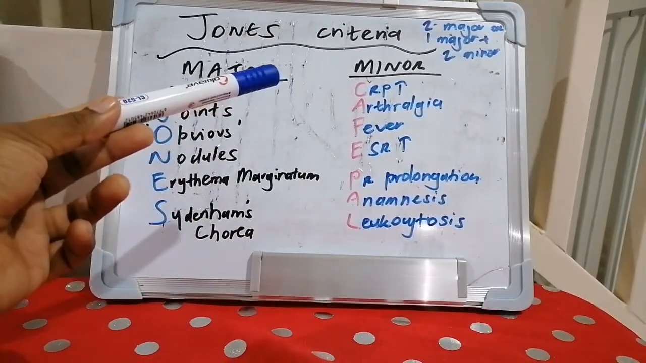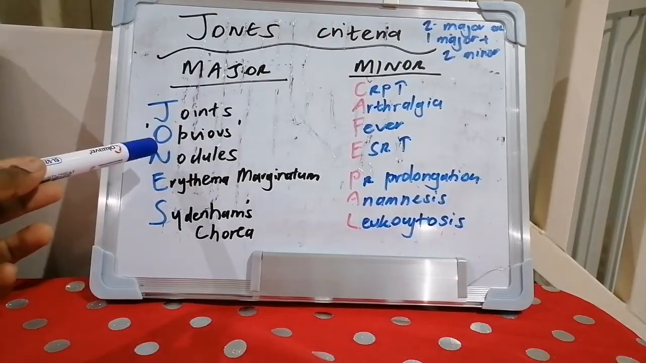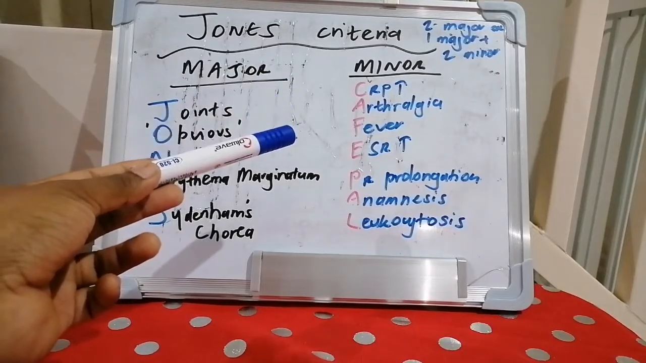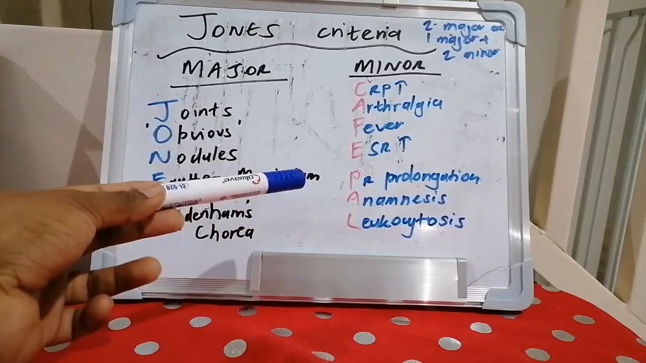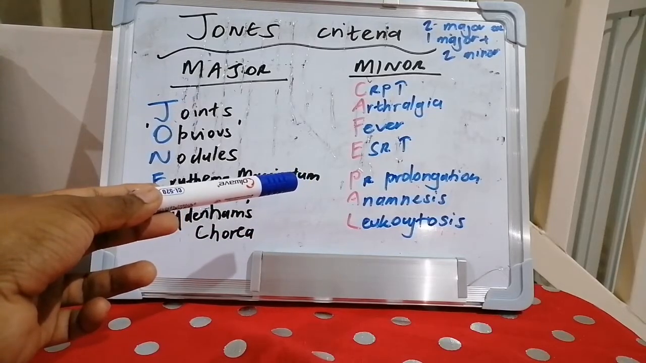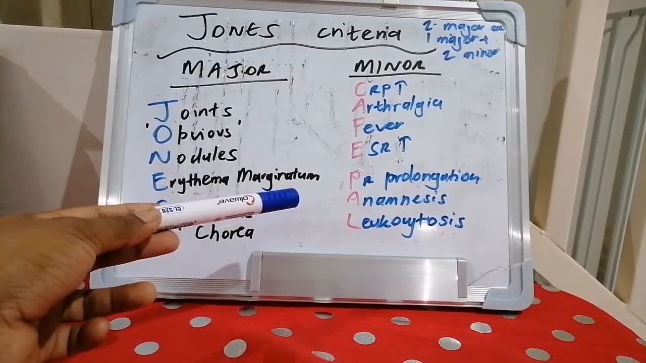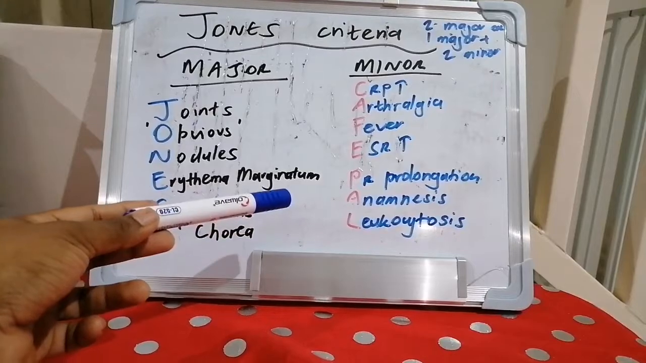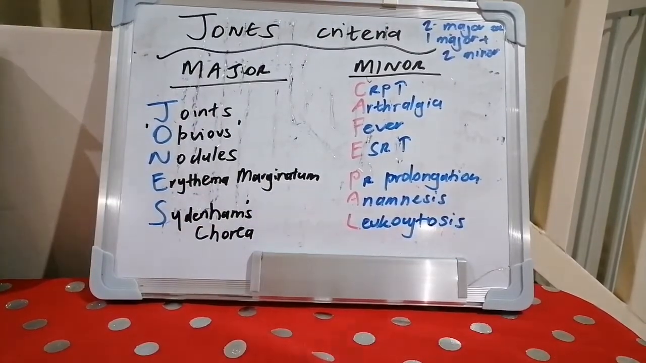C speaks to a raised C-reactive protein. A is for arthralgia, not necessarily arthritis, but arthralgia, which is just painful joints. F speaks to fever, and E is ESR is up. P: you also have a PR interval prolongation on the ECG. A stands for anamnesis, which is a fancy way of saying you've got a history of previous joint involvement, and L speaks to leukocytosis.